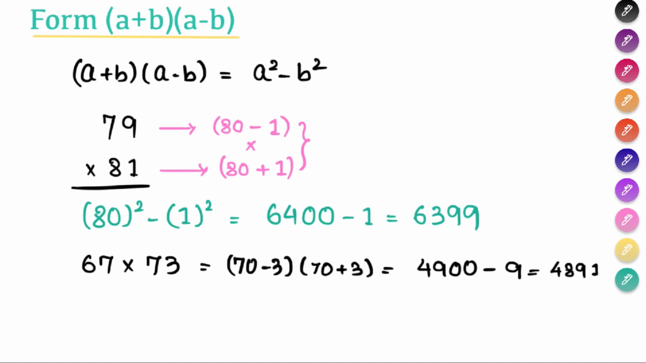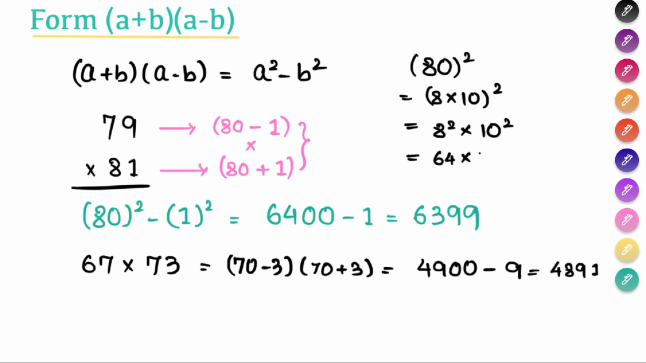Now if you are confused why I am writing 80 square as 6400, just check over here. Suppose you have 80 square, we can write 80 as 8 into 10. So 8 into 10 square, which equals 8 square into 10 square, which equals 64 into 100, which equals 6400.